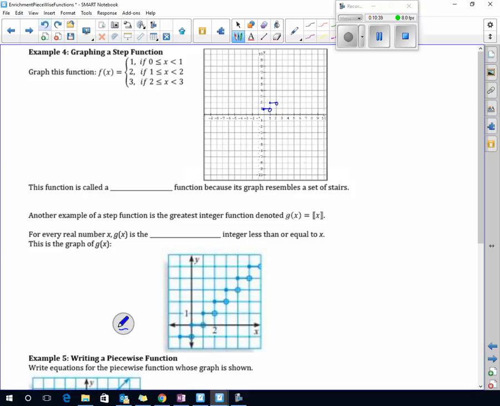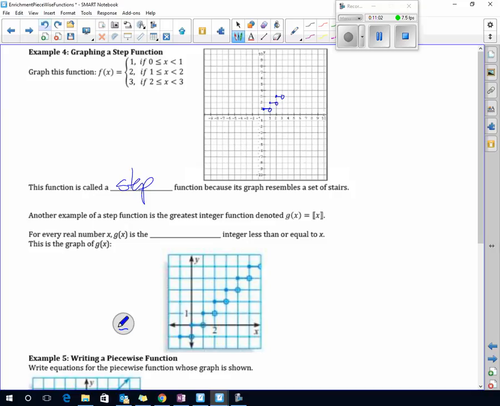This is called a step function because it resembles a set of stairs. And you could go on. So this is another thing that you'll see in calculus. And it's called the greatest integer function. And it's denoted, it looks like square brackets, but it's got a double, it's like this.